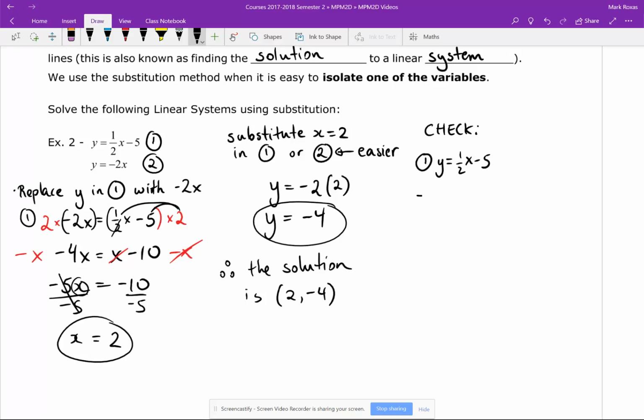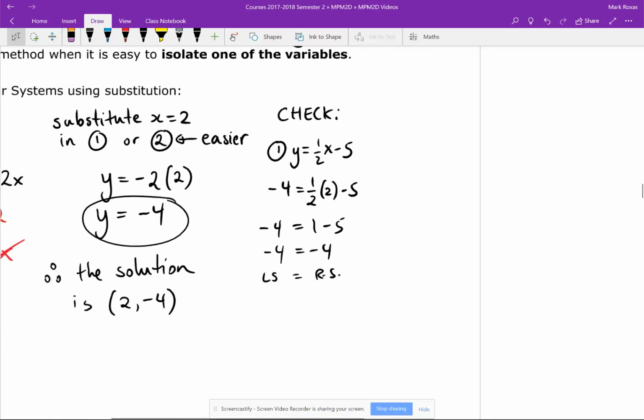So if y is negative 4, I put negative 4 in there. X is positive 2, I put 2 in there. I do my minus 5. So negative 4 is already simplified on the left. On the right side, I have half of 2, which is 1 minus 5, so 1 minus 5 is negative 4. So the left side equals the right side. LS and RS, left side and right side. So we've checked our work there. It looks good so far.